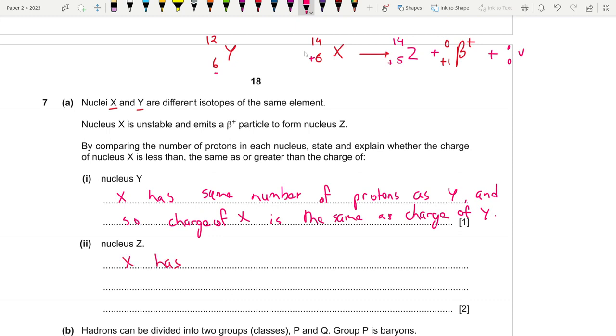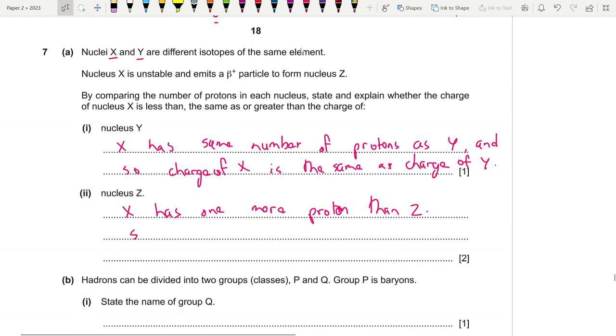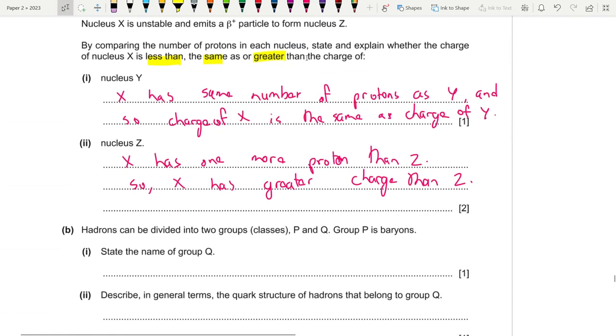Now X has one more proton than Z, right? So X has greater charge than Z. Okay, so we had to say if it was less than, same, or greater. I opted for same in the first one and greater in the second one. Yeah. Moving on to the next one.